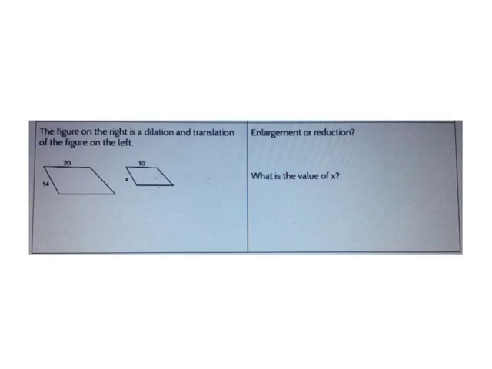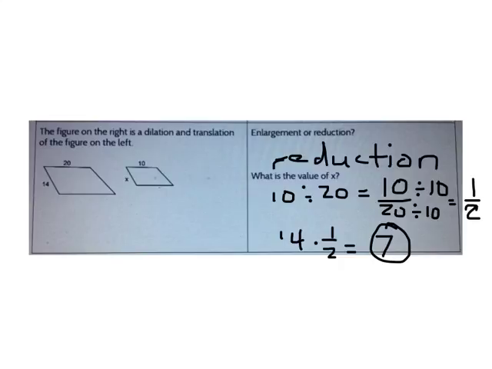The figure on the right is a dilation and translation of the figure on the left. Is it an enlargement or a reduction? It's a reduction. It's smaller, so the scale factor will be less than 1. Go ahead and find the value of x now. Solve for the scale factor to help you solve the problem, but only enter the value of x in the box. The value of x is 7. The scale factor is 1/2. 14 times 1/2 is 7.